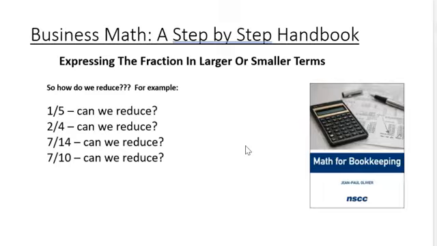Okay, so let's give this one a try. How do we reduce? For example, 1 over 5, can we reduce it? No. The only thing that goes into both 1 and into the 5 is 1. So it's as low as it can go. 2 over 4. Can 2 over 4 be reduced? Yes, because 2 divides evenly into both 2 and into 4.